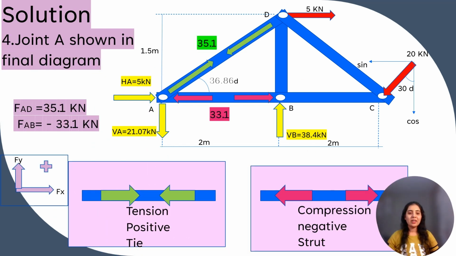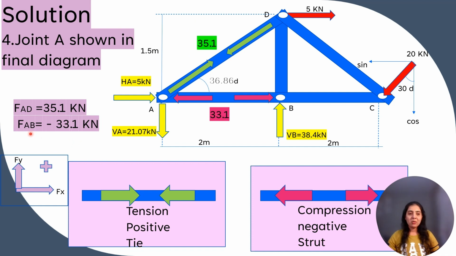Now, after solving the joint A, we got answers like this. FAD is equal to 35.1 kilonewton. As we have assumed it as a tensile force, it is positive. So let's show that in our final diagram. FAD with arrows, arrows acting inwards towards each other, and the force of 35.1 in member AD.